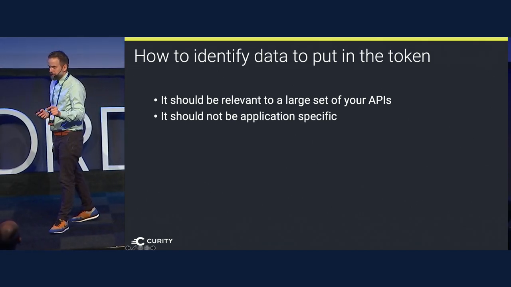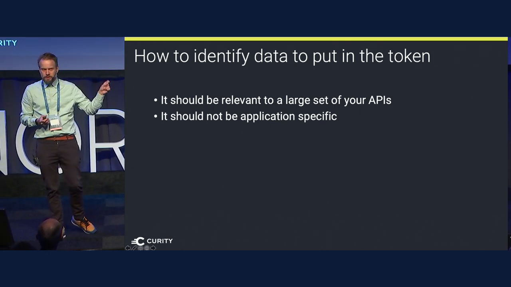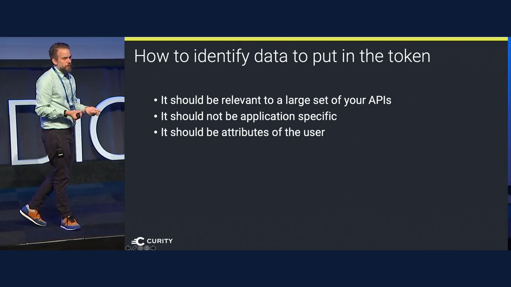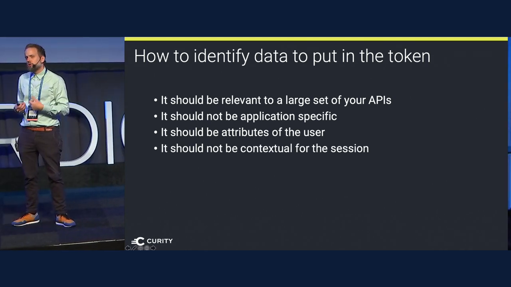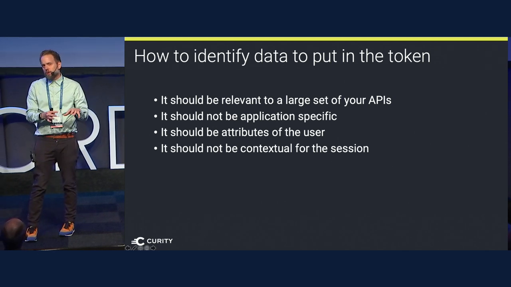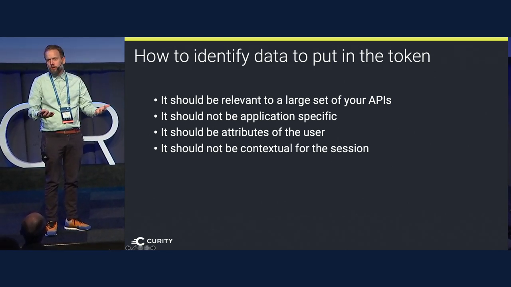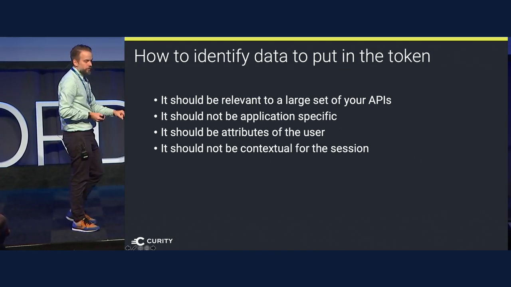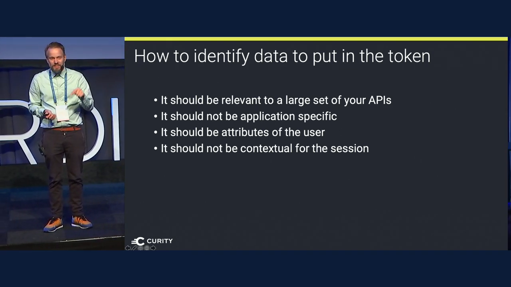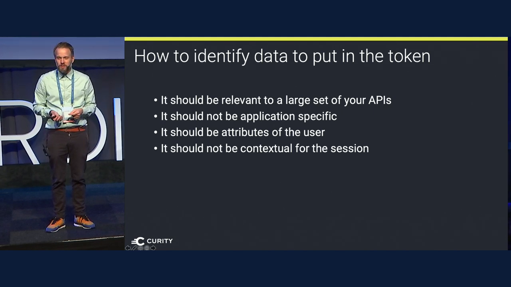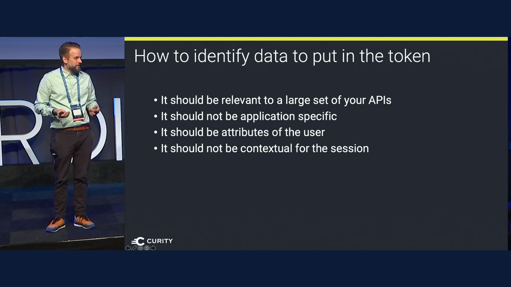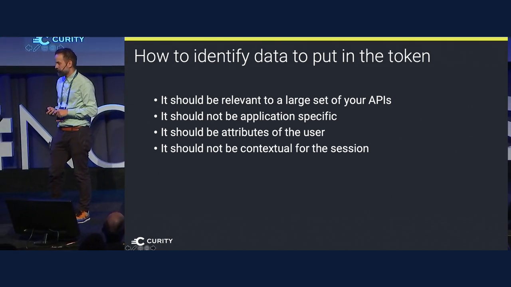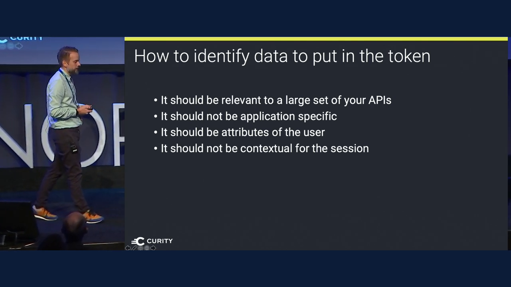It should not be application specific. No background color green of this app, that's not a good claim to put in there. It should be attributes about the user. And it should not be contextual, at least not in the OAuth tokens, because OAuth tokens can live for a very long time, can live for years. So if you say, this user was in Stockholm when he logged in, and you have that in the token, that's pretty useless 6 months later. So don't stick contextual data in the access tokens. The ID tokens in OpenID can have that sometimes.